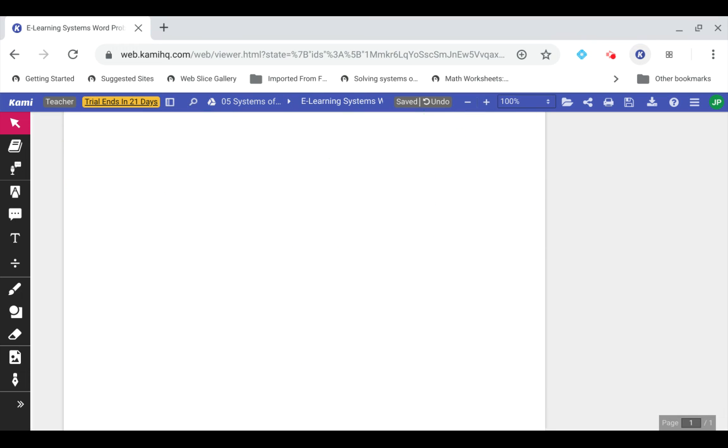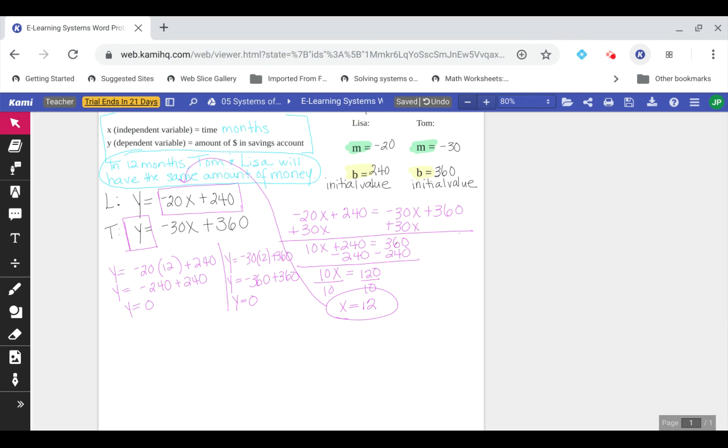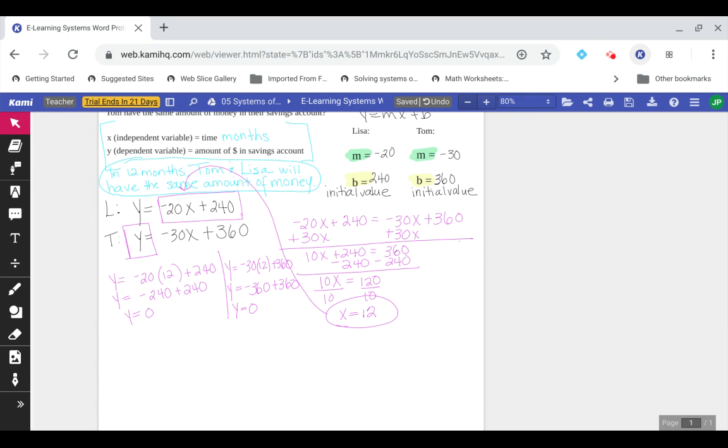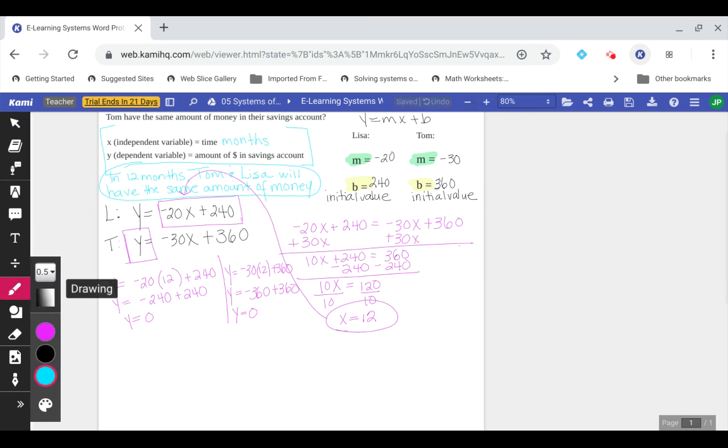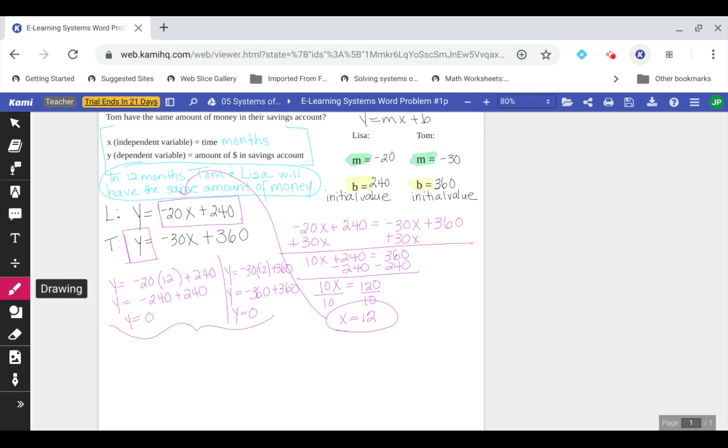We do want to make sure that we check our solution in both original equations. So even though we solved for y here, sometimes students think that this is a check, but it's not really a check. It's just solving for y. So let's take both coordinates. Y is 0. And I'm showing the check because it'll help with other problems in which there isn't a context and you just have to check your solution.